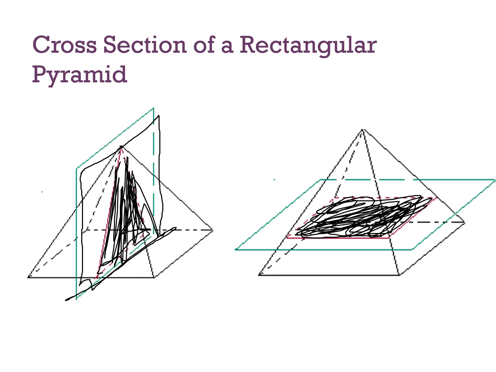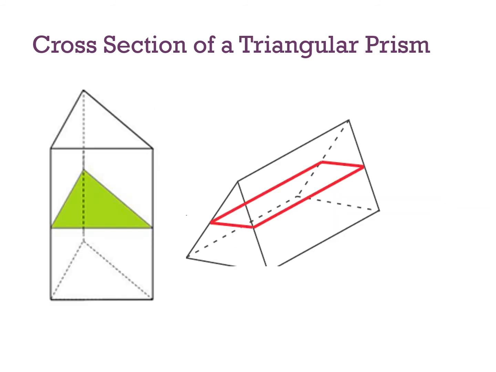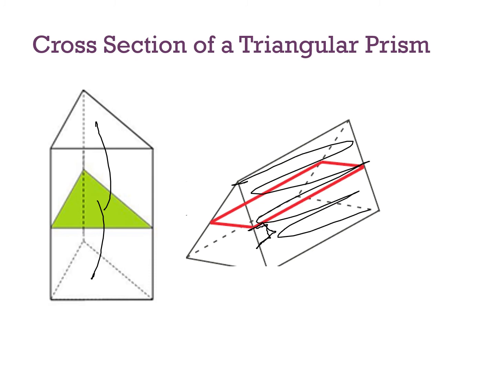Okay, triangular prism. If it's parallel to the base, it's going to match the base. If it's perpendicular, see, this will be a right angle coming out that way, then it's going to more or less match the sides, those lateral faces.